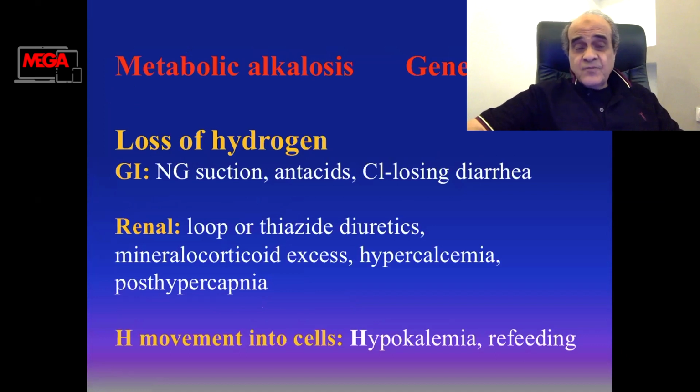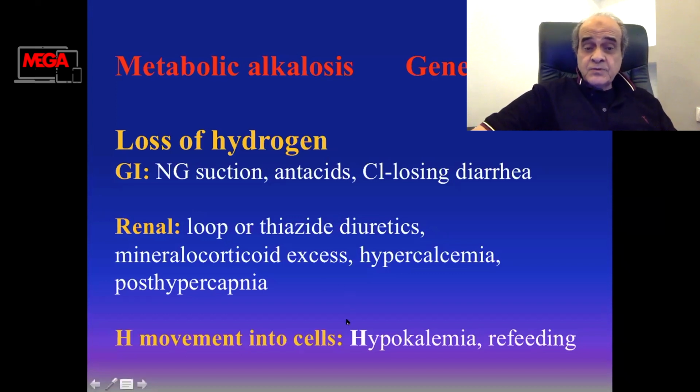Metabolic alkalosis, what are the generating causes of metabolic alkalosis? Loss of hydrogen ion as in nasogastric suction, antacids, chloride-losing diarrhea, renal loss using loop diuretics such as Lasix, which precipitate metabolic alkalosis, thiazide diuretics also, mineralocorticoid excess, aldosterone, and so on, causing alkalosis, hypercalcemia, post-hypercapnia. All hypercapnic patients exhibit some sort of compensation through metabolic alkalosis, and they become alkalemic, especially when you correct them on the ventilator. They will suffer from severe metabolic alkalosis if you do not consider this point.